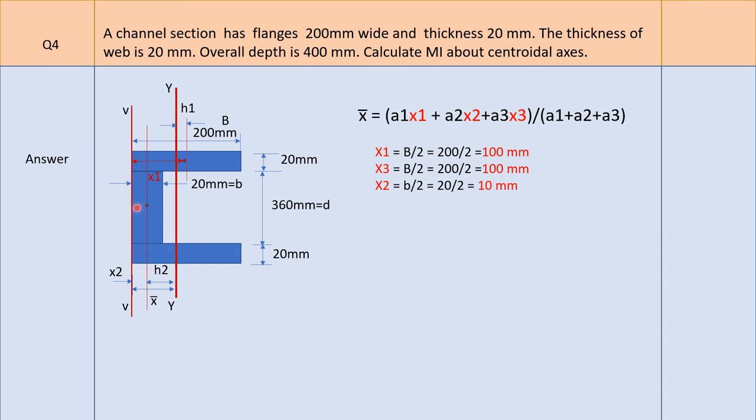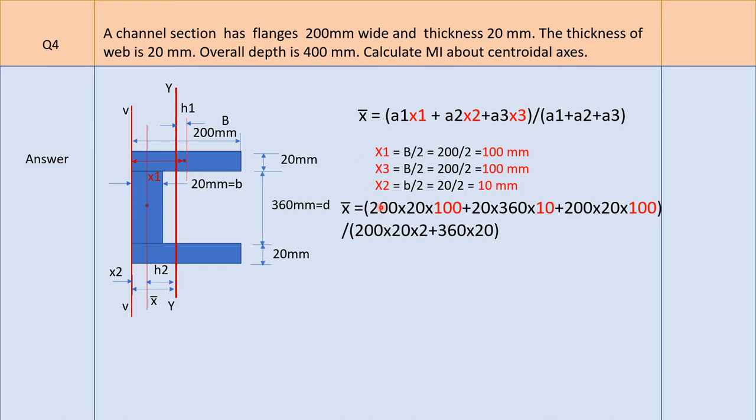And x2 for this web is, this thickness is 20, which I am showing here, 20 mm, and it will be half of 20. The center will be here. From this reference axis up to this end point will be x2, and that will be b by 2, that is 20 by 2, 10 mm. So let us substitute the values of x1, x2, x3 and a1, a2, a3 in this formula to calculate the x bar.